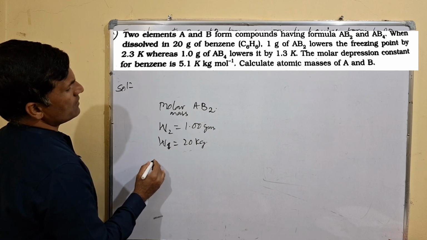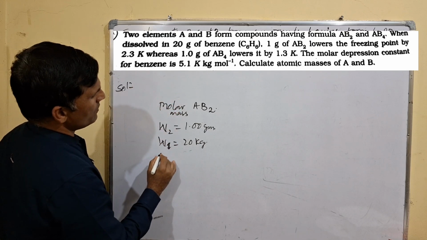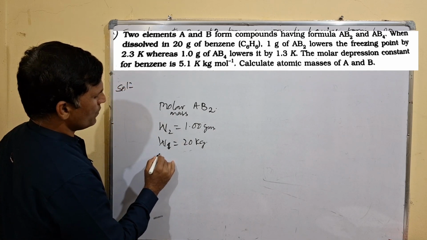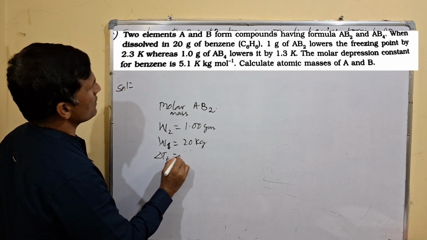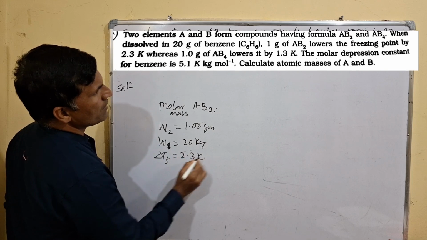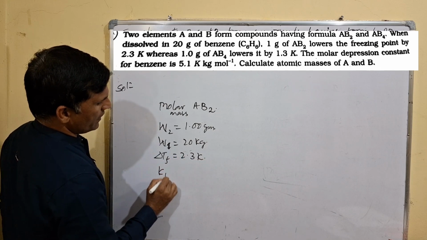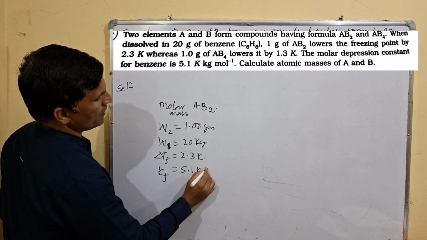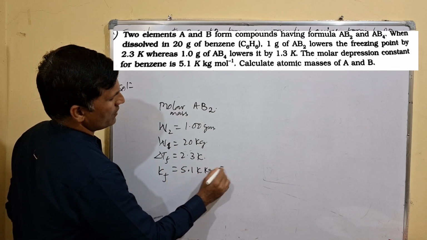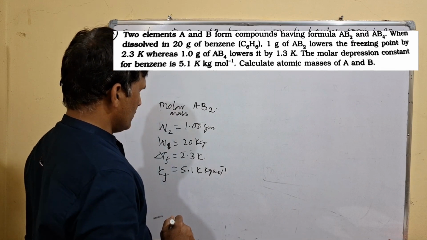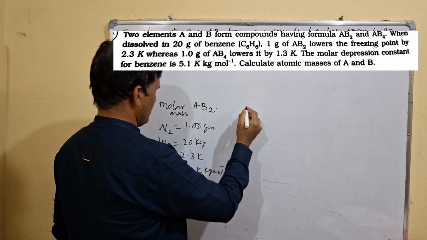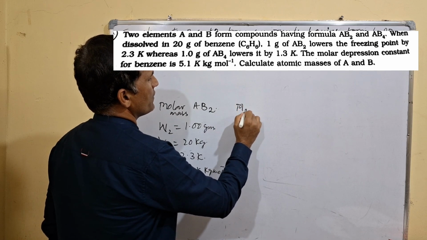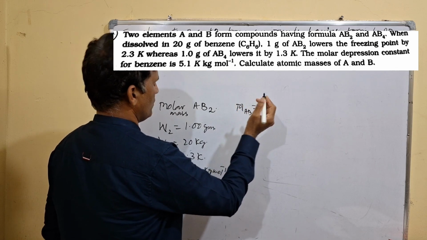Then next, what is given? How much lowering of the freezing point is there? Delta Tf is equal to 2.3 Kelvin, and Kf is already given as 5.1 Kelvin kg per mole. So you substitute the values. The molar mass of AB2 is equal to how much?